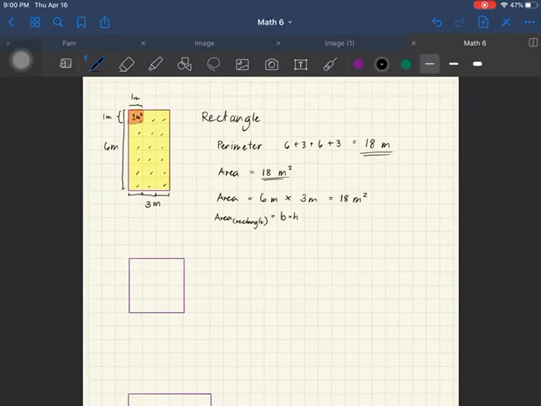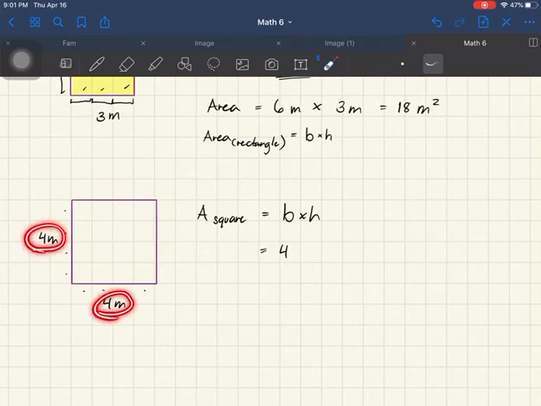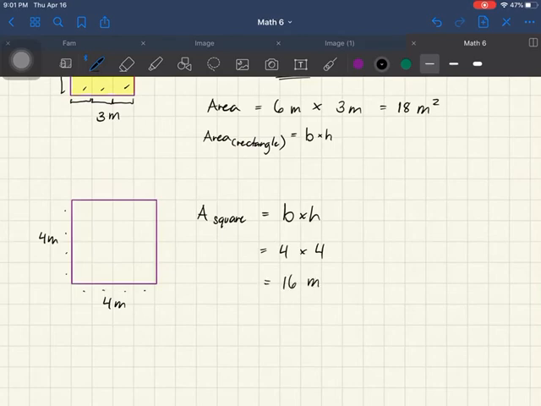Okay, let's try it one more time. What about here? This is not a rectangle, this is actually a square. But can we use the same formula? This is 1, 2, 3, 4. That's 4 meters. 1, 2, 3, 4. That's also 4 meters. So this is a square. Area of a square is equal to, well, let's try that formula now. Base times height equals 4 times 4. And the area of the square is equal to 16 square meters.